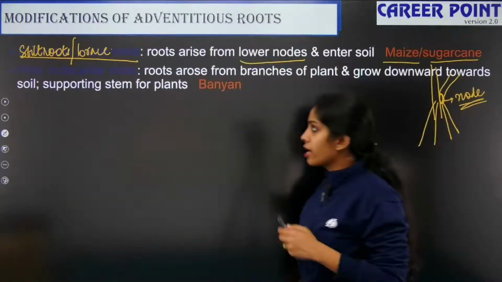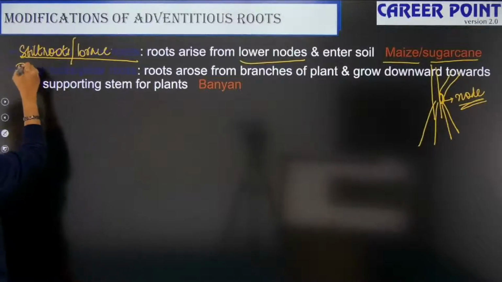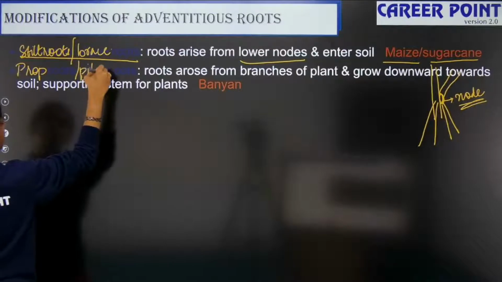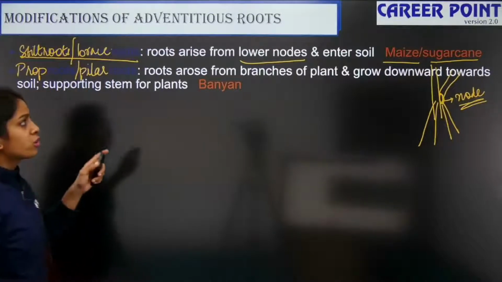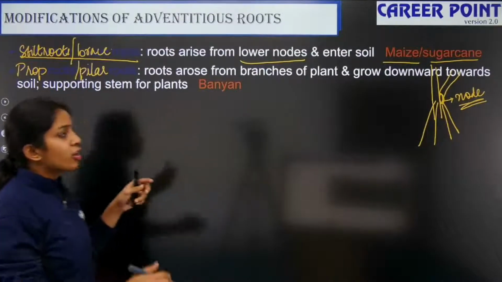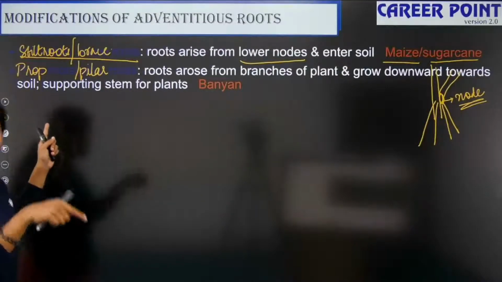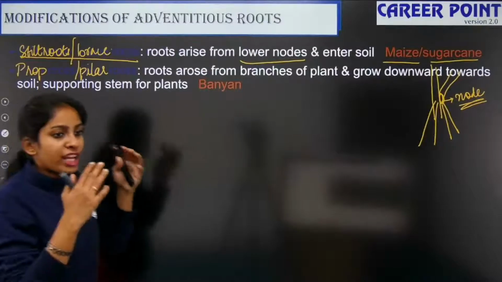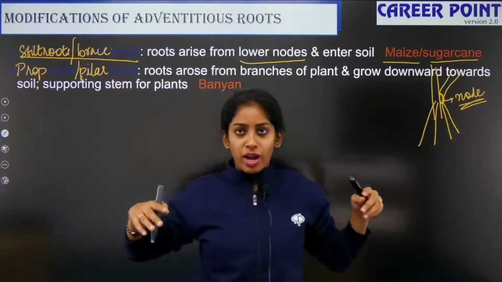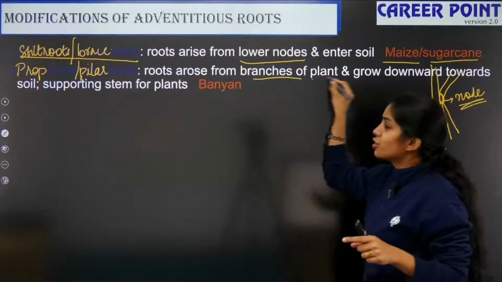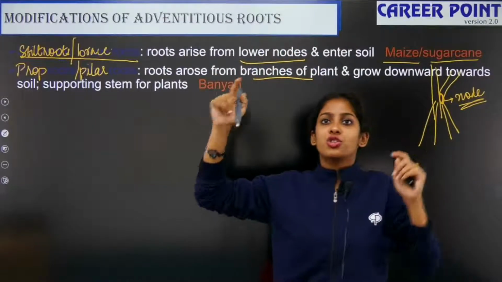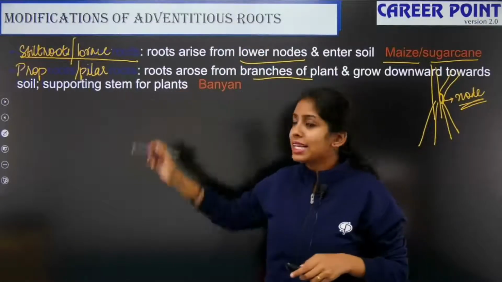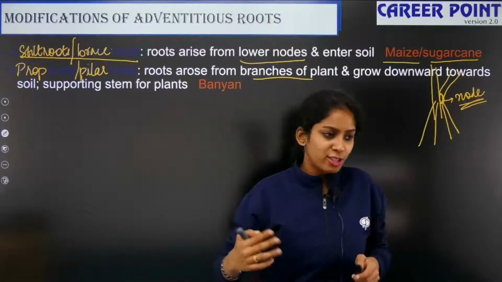So the next type of root is your prop root, or it is also known as your pillar roots. Roots which arise from branches of plant and grow downwards towards the soil. So they act as supporting root. Example is your banyan. So in your banyan you have roots falling down, right? So where do they arise from? The branches of the plant. It is a huge banyan tree, and from the branches arises the roots and they grow downward. So they basically act as a pillar to bear the weight of the plant, right?